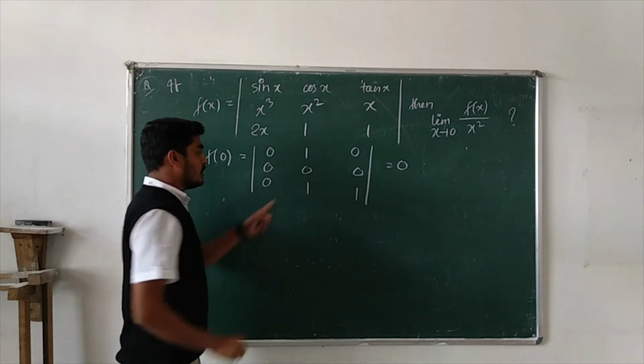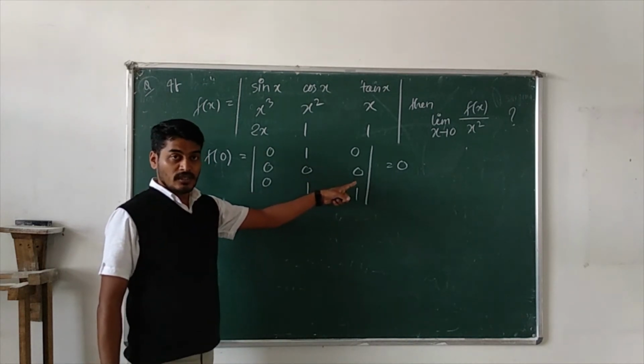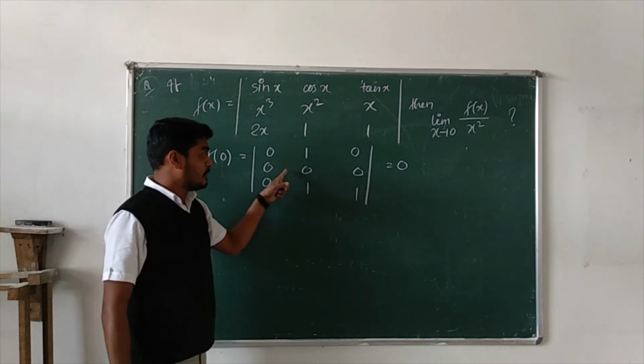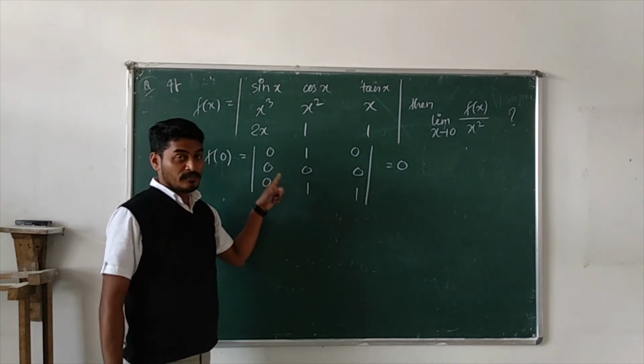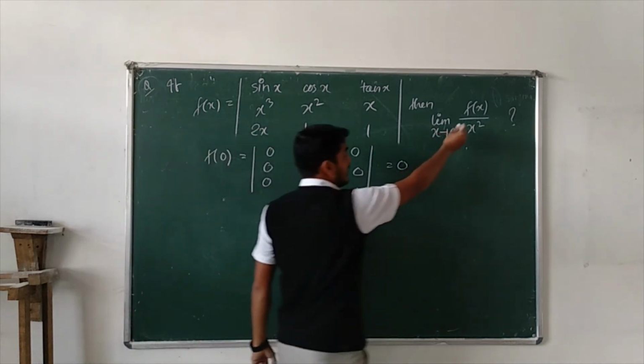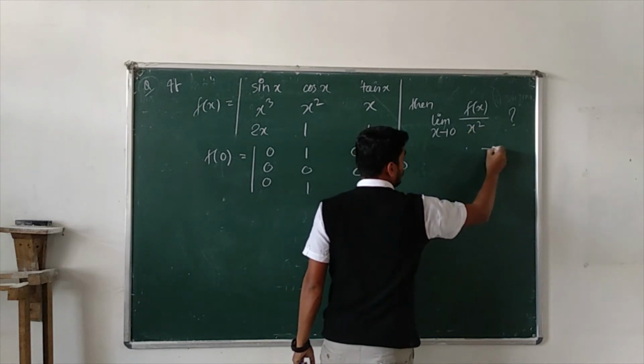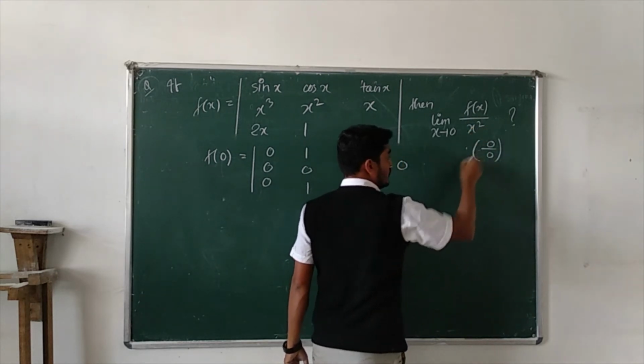We know that if all the elements of any row or column of a determinant are 0, then the value of the determinant is 0. All the elements of the second row are 0. That's why the value of this determinant must be equal to 0. We have got f of 0 equal to 0. That means initially the limiting value of f of x divided by x squared is of the form 0 by 0. This one is known as indeterminate form.